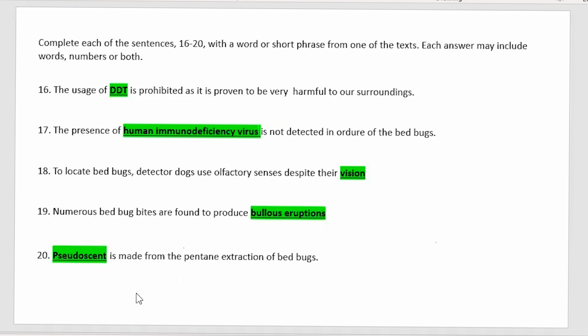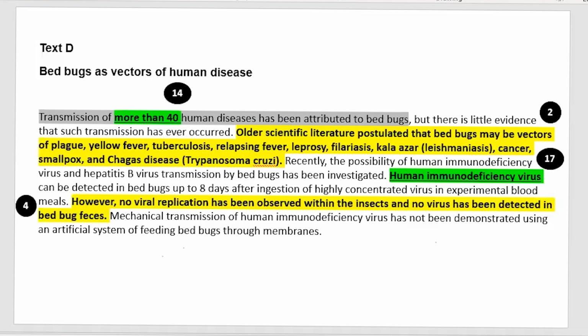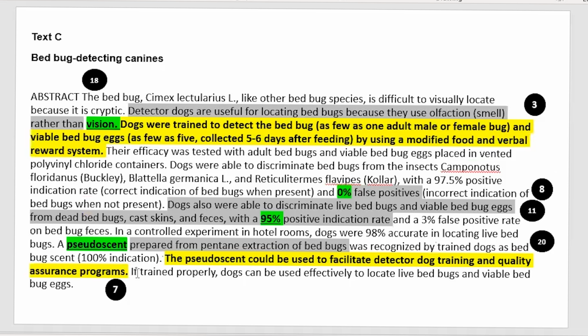Next, question number 20. That is, dash is made from the pentane extraction of bedbugs. So something is made. What is that? That you can find in which text? You have to go to text C. In text C, it's clearly mentioned: a pseudo scent prepared from pentane extraction of bedbugs was recognized by trained dogs as bedbug scent. So what has been found from the pentane extraction? Answer is pseudo scent.